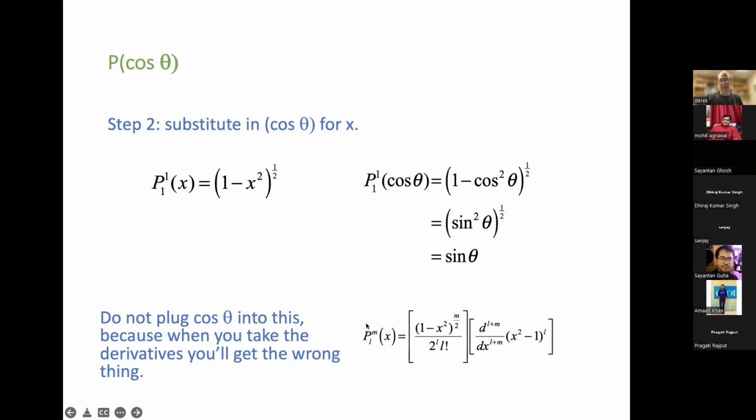Now, we don't plug in cosine theta initially. We want to do this in terms of x first, and then we plug in the cosine theta. And in the homework, you will have an opportunity to do this.